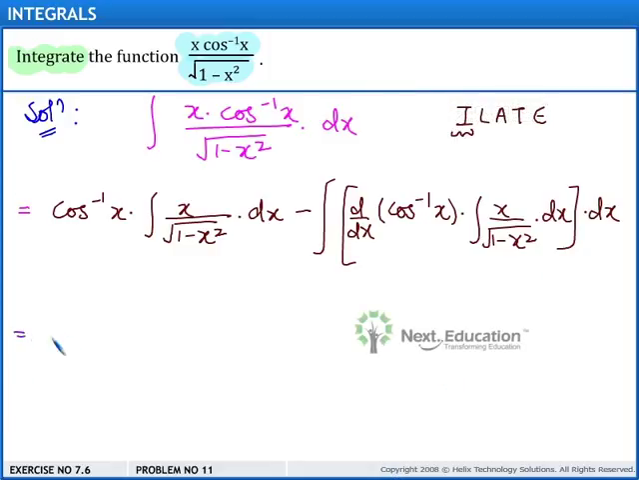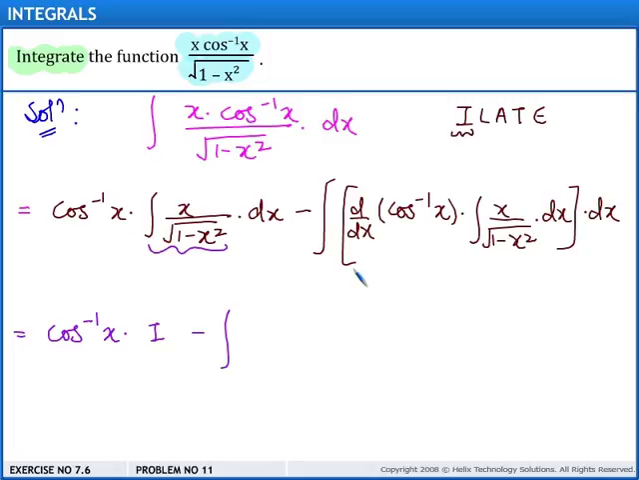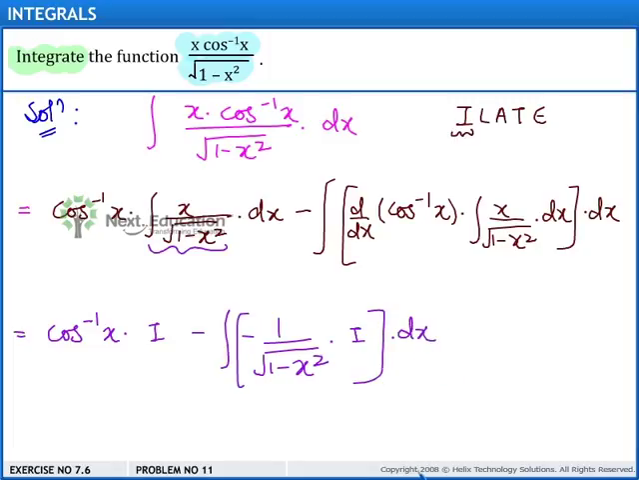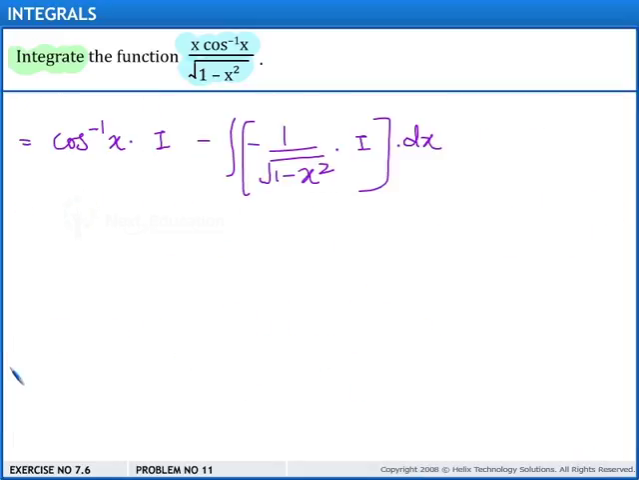So this can further be written as cos inverse x into, let us denote this integral by I, minus integral of derivative of cos inverse x with respect to x, which is minus 1 upon square root of 1 minus x square, into the integral I, and this with respect to x. Now first let us evaluate the integral I. So I is equal to integral x divided by square root of 1 minus x square into dx.